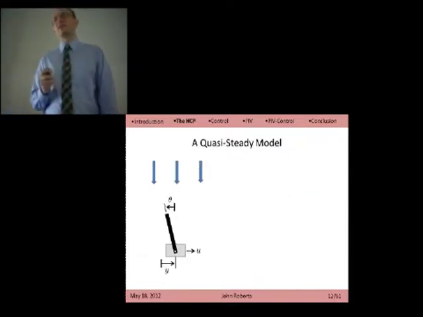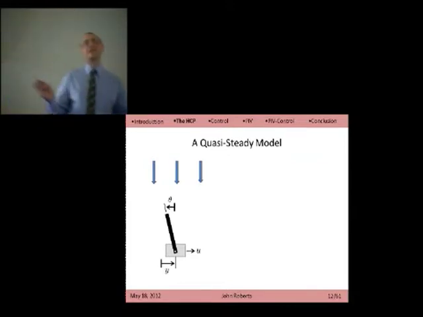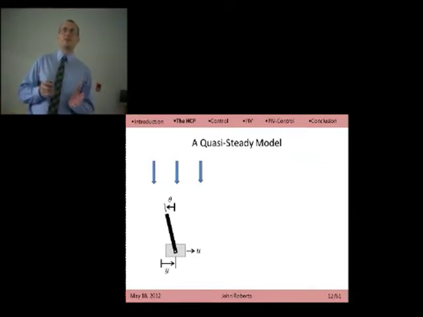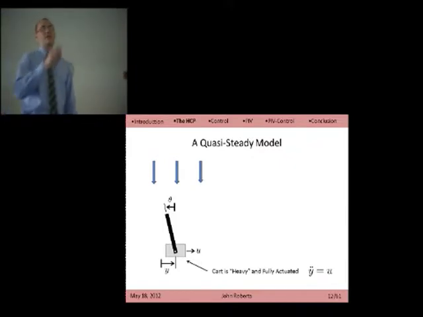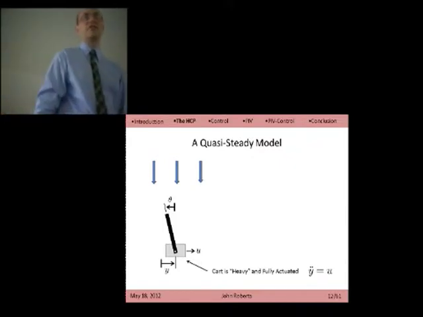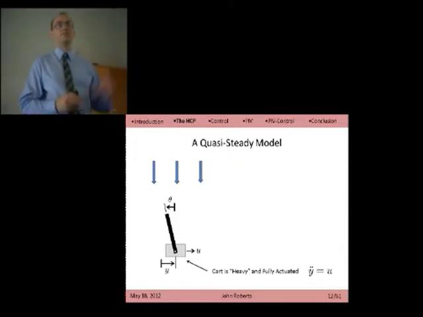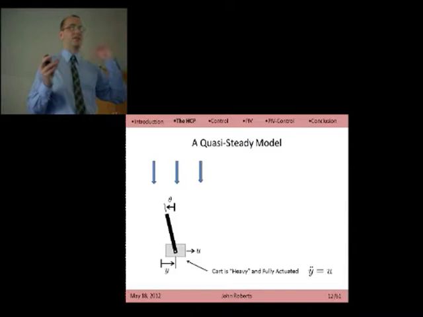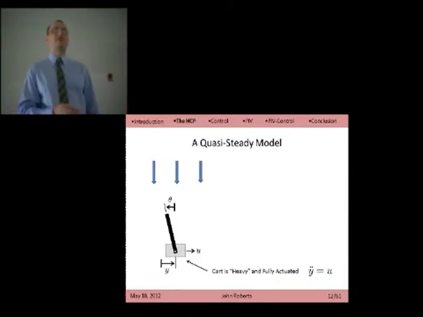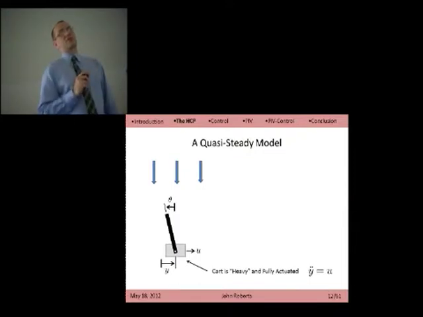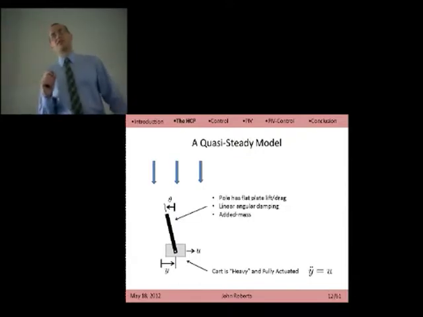So first we'll try to model this. The modeling task is difficult, but we can build a quasi-steady model, assuming it's moving relatively slowly, assuming that we can ignore the transient effects in the fluid, and making a couple of assumptions. So first, the cart is heavy and fully actuated. That's just saying that the fluid bouncing the pole around doesn't disrupt the location of the cart. We don't have to worry about the pole spinning around. We can ignore that, and that's reasonable because there's actually a reasonable amount of stiction and the cart is much more massive. So we can control the motion of the cart at will, subject to saturations.